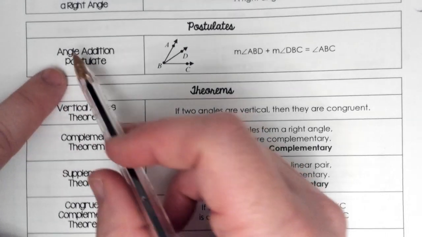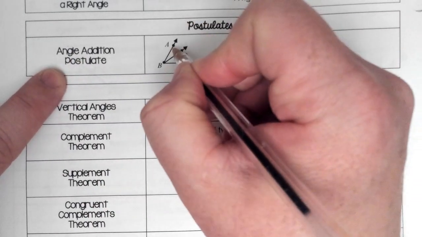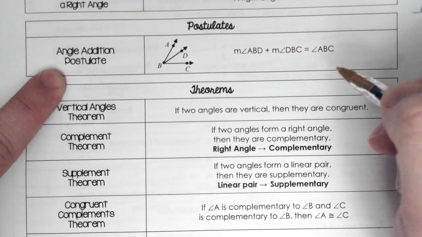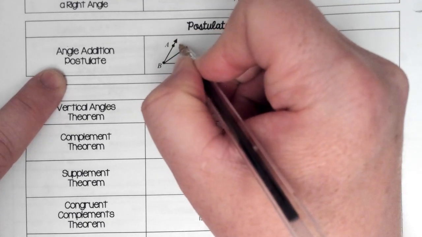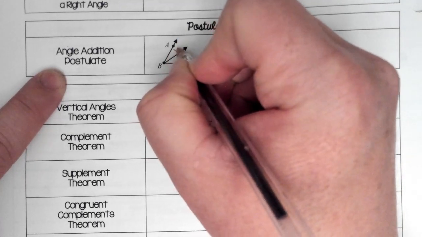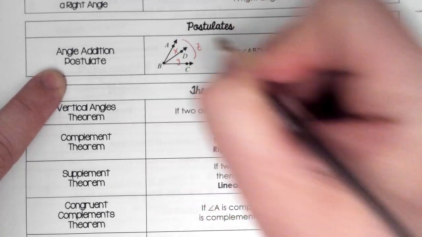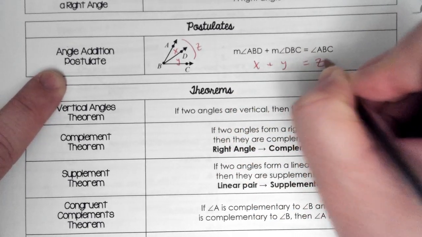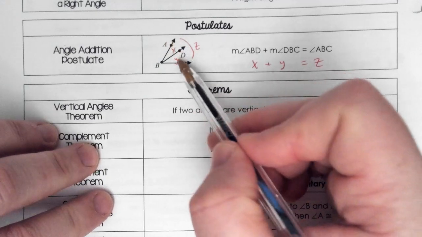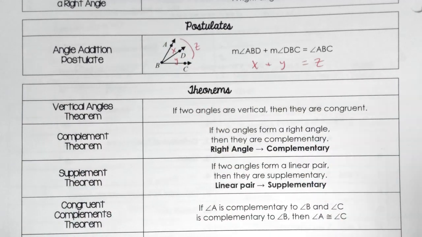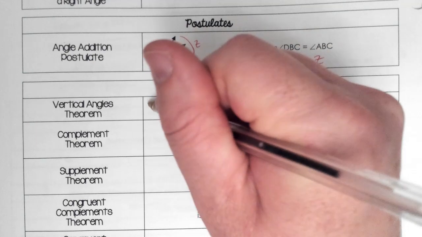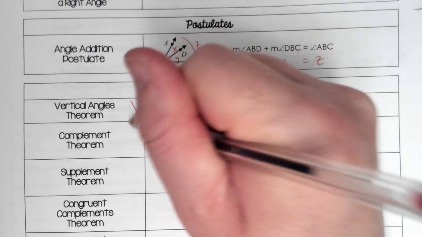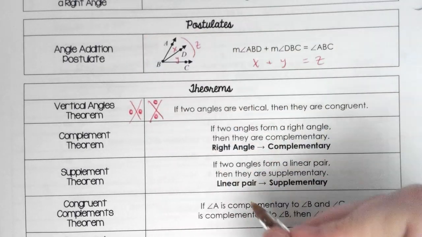All right, so this right here, the angle addition postulate. So that is the top plus the bottom equals the whole shebang, right? So I would say, let's call this X, this Y, and all this is Z. So basically we're saying that X plus Y equals the whole shebang, Z. This plus this equals the whole shebang. All right, vertical angles. That means this angle is equal to this angle, and vice versa. This angle is equal to this angle. So those are equal to each other.